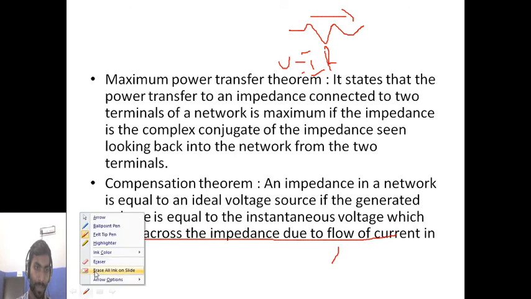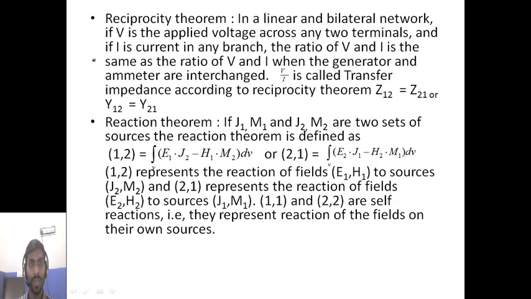Okay. Next, coming to reciprocity theorem. In a linear and bilateral network, V is your voltage applied across any two terminals, and current I in any branch. The ratio of V and I is the same as the ratio of V and I when the generator and ammeter are interchanged.